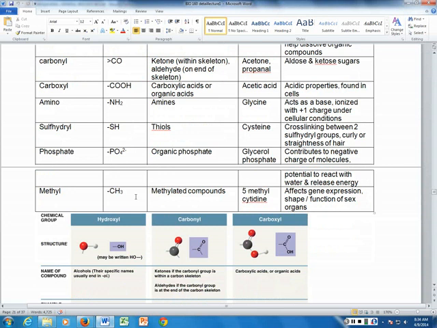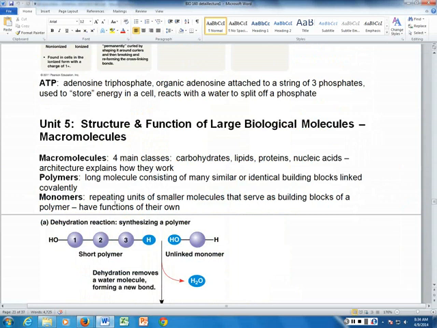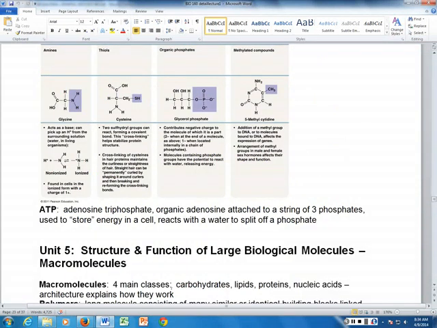Methylated compounds don't necessarily react a whole lot, but they are used a lot in the body to turn genes on and off. And turning genes on and off can help turn on the function of sex organs and turn it off. So that's just an overview of those. So let's go ahead and have you go through your notes, and I'm going to give you some things to focus on for your first test.